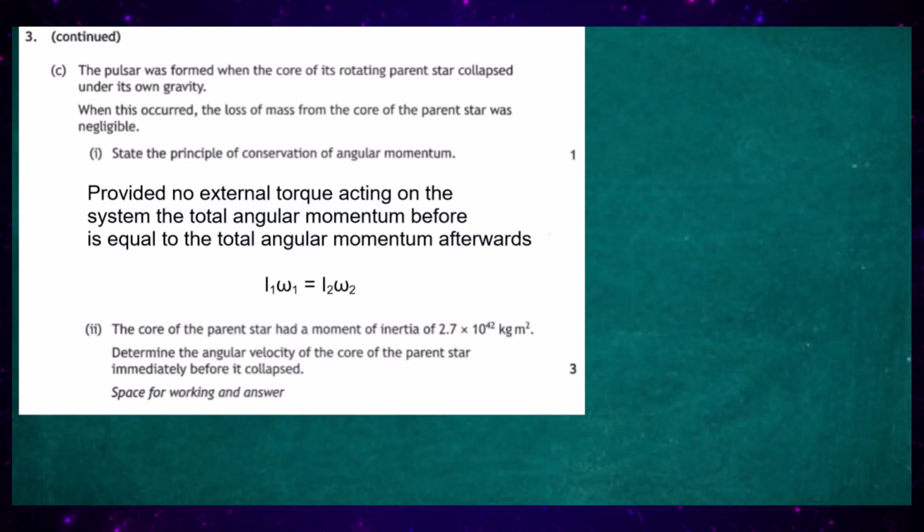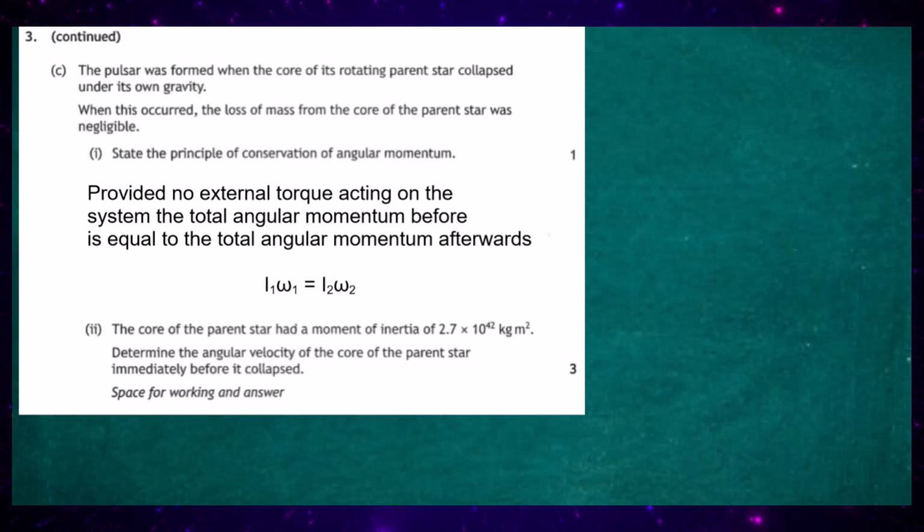Provided there is no external torque acting on the system, the total angular momentum before is equal to the total angular momentum afterwards. In expression form, I1 omega 1 equals I2 omega 2. And that's for 1 mark. For question 3C part 2, it says the core of the parent star had a moment of inertia of 2.7 times 10 to the power 42 kilogram meter squared.